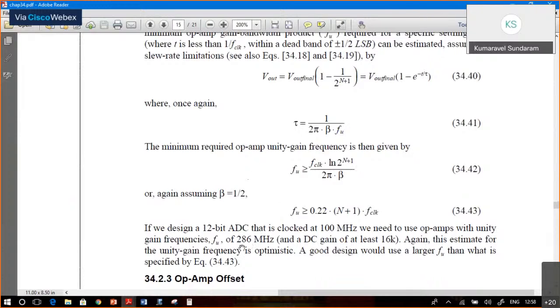100 megahertz means 286 would be the unity gain bandwidth, but still a larger one is used. So 4 to 5 times of the sampling frequency should be considered for designing the op-amp. In today's morning session, we used the folded cascode amplifier and the telescopic cascode amplifier. Those amplifiers will be used to realize this sample and hold amplifier. Are you able to follow?